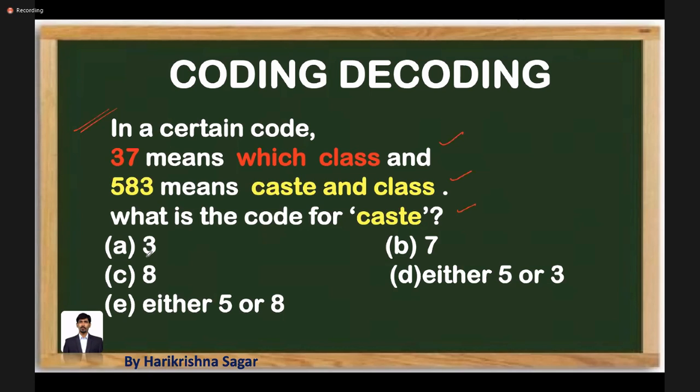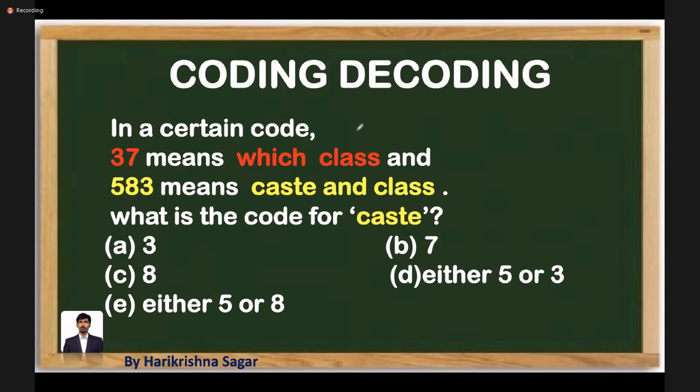So what you need to understand is that the coding should not be done in a proper order. 37 means, don't think that 3 is which and class is 7. Why? Because they're asking the code for caste. If that is like that, directly you can mark the answer as 5, right? So don't think in that way. In order to solve this, you have to understand that in 37, 3 may be which and 3 may be class. It's not given in particular order. You have to identify that.